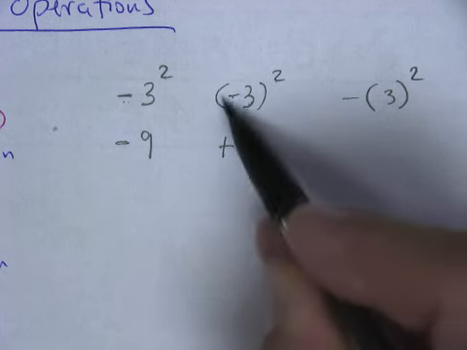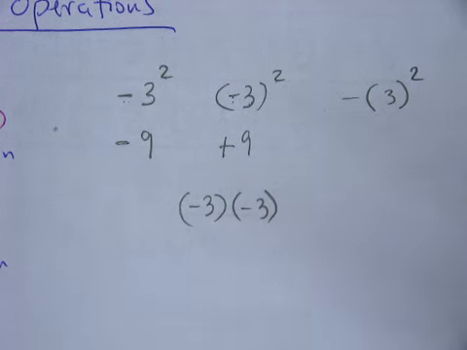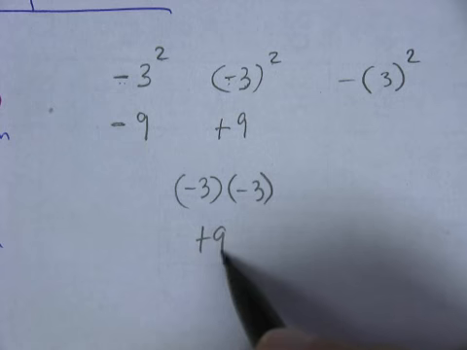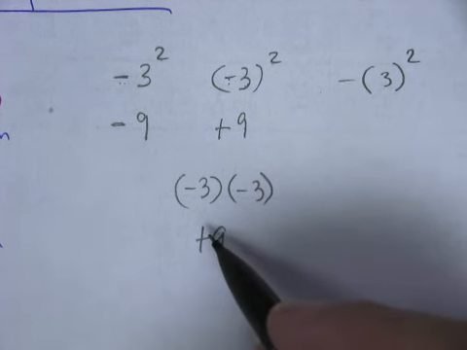Another way you could think about this one is really negative 3 times negative 3. That's really what that means. So 2 negatives multiplied together is going to give you a positive 9. So you get positive 9 either way. Just think of it 2 different ways.